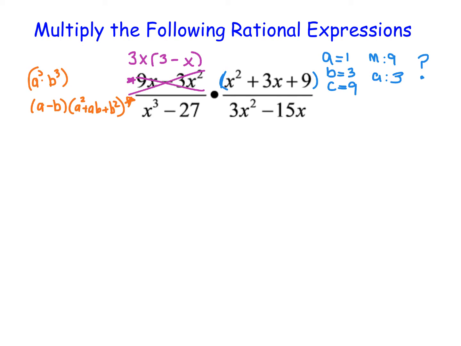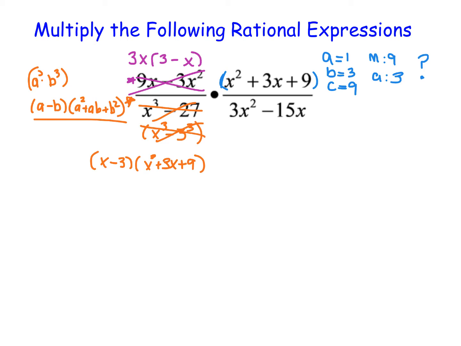So here I can rewrite this to be x cubed minus 3 cubed, so I know what a and b equal. And then as a result, I can use my difference of cubes to simplify this to be x minus 3, and then it becomes x squared plus 3x plus 9. So got that all simplified out now.